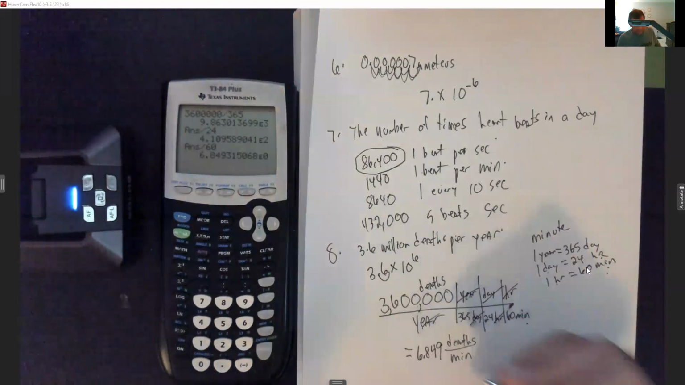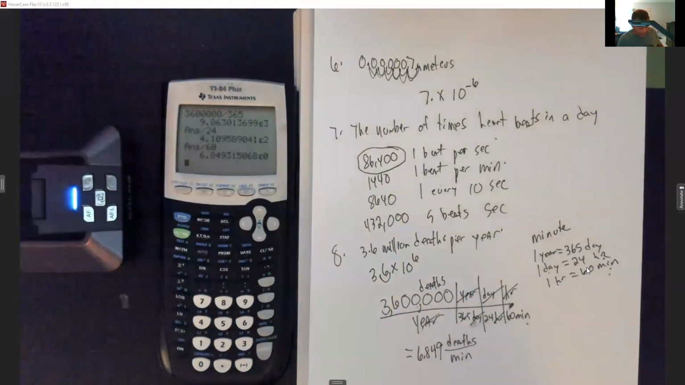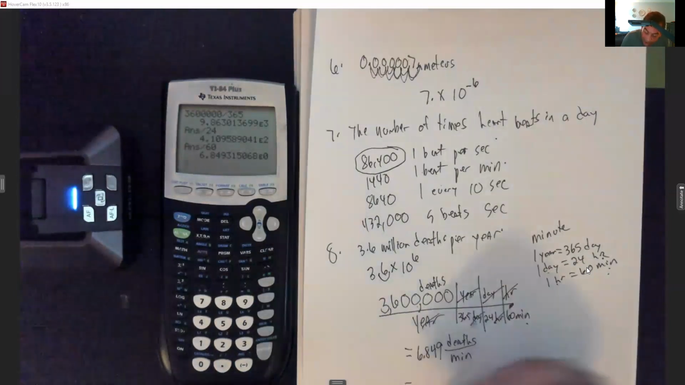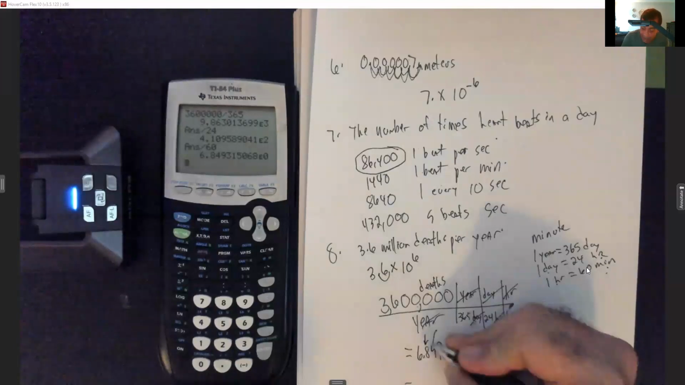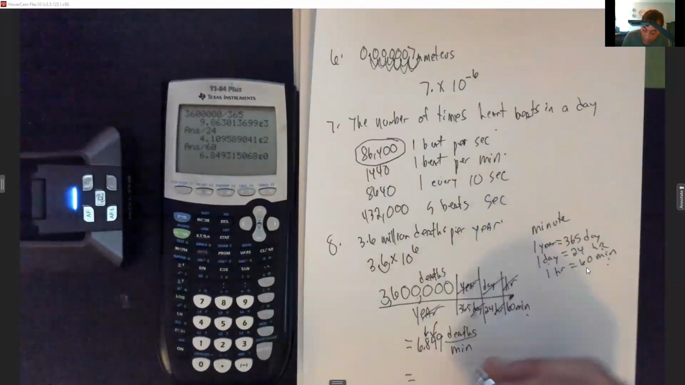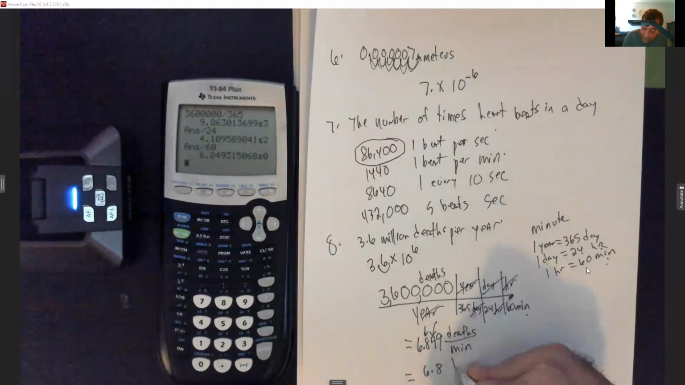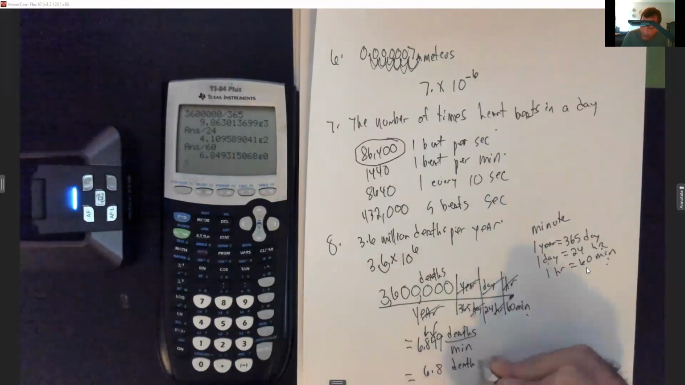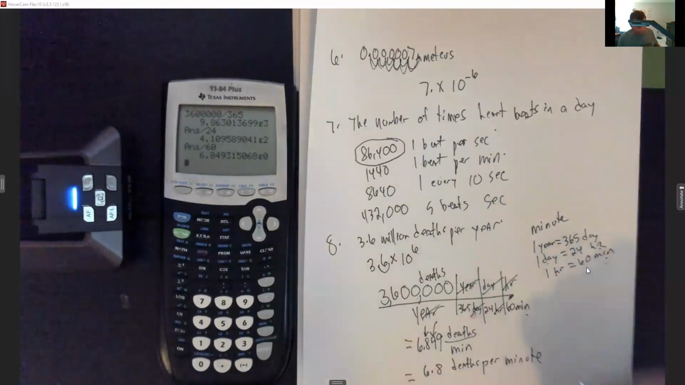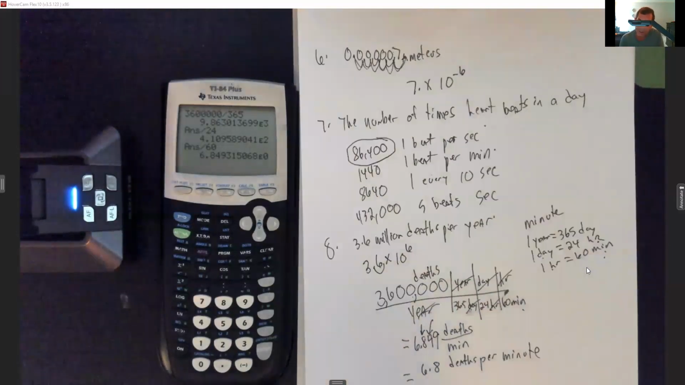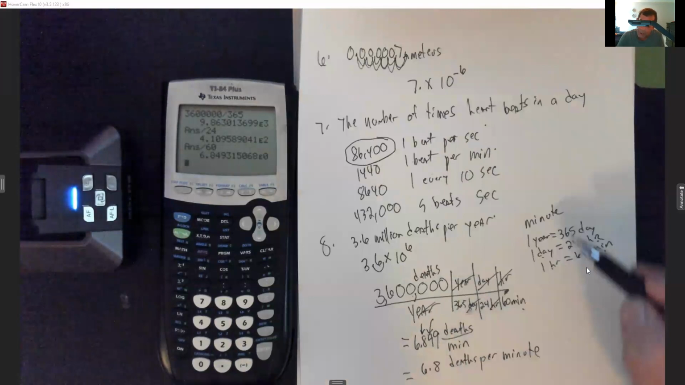6.849. Now in the answer, they want me to round to one decimal place. So rounding to one decimal place will be the 8. And since that's a 4 after the 8, I leave it at 8. And this is 6.8 deaths per minute.